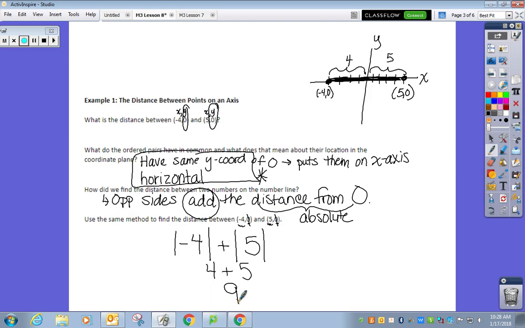Okay, so we're starting to kind of see the trick of how we do these types of problems. We cross off the one that they have in common, and then looking at the signs of the numbers is what's going to help us determine if we're adding or subtracting. So instead of opposite sides add the distance from 0, or the absolute values, we can think of it as opposite signs add the distance from 0. So since the -4 is negative and the +5 is positive, they're not the same sign, so we would add their absolute values.